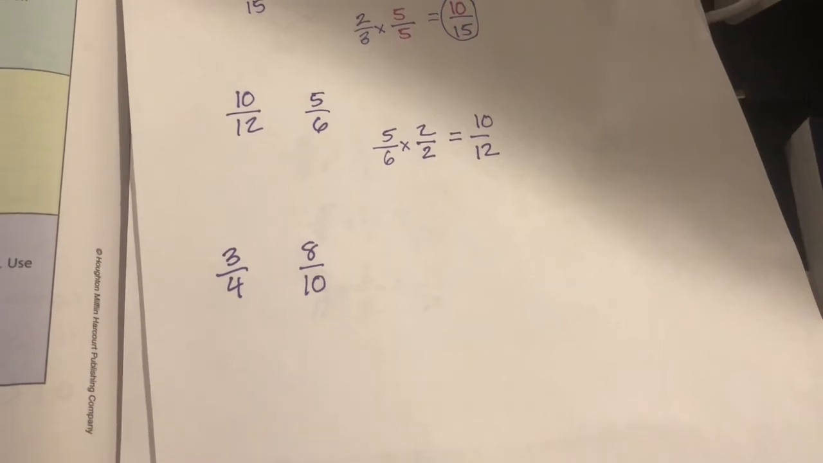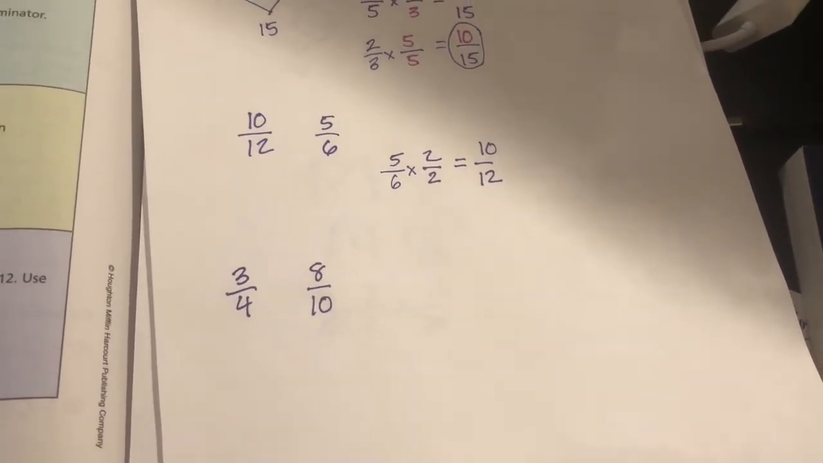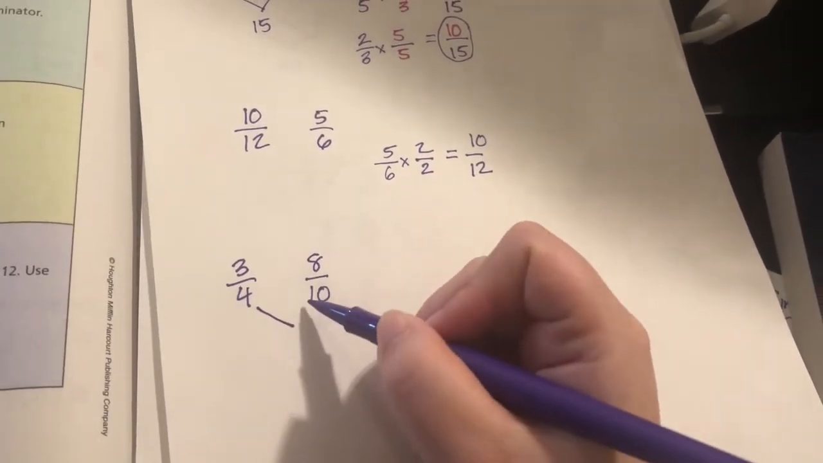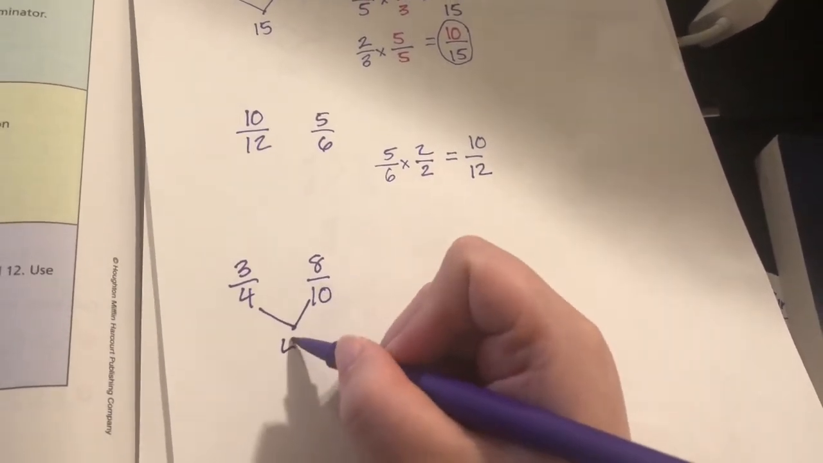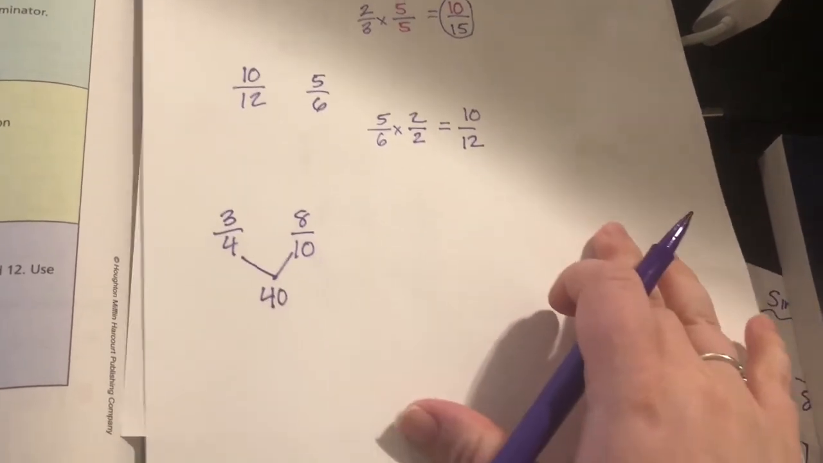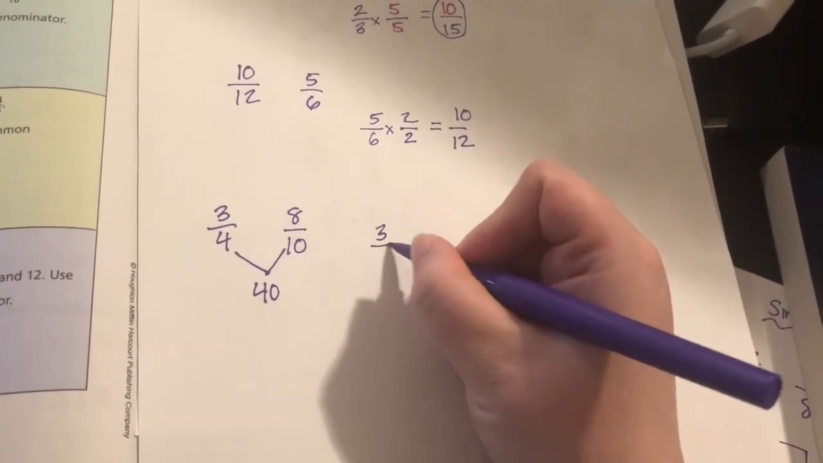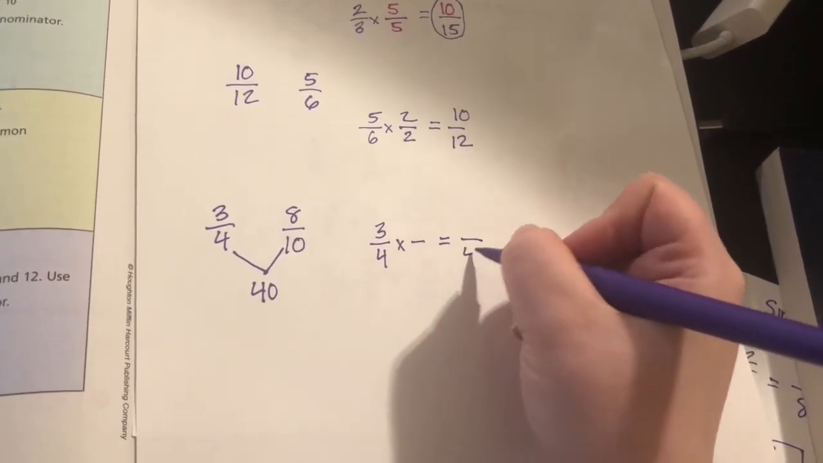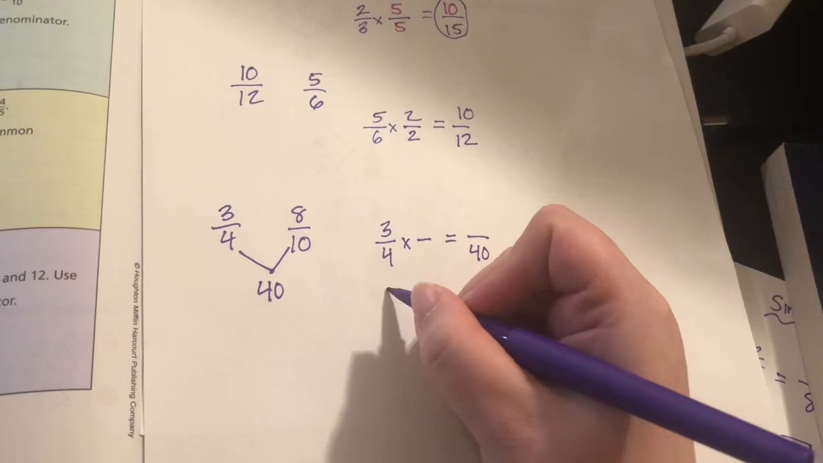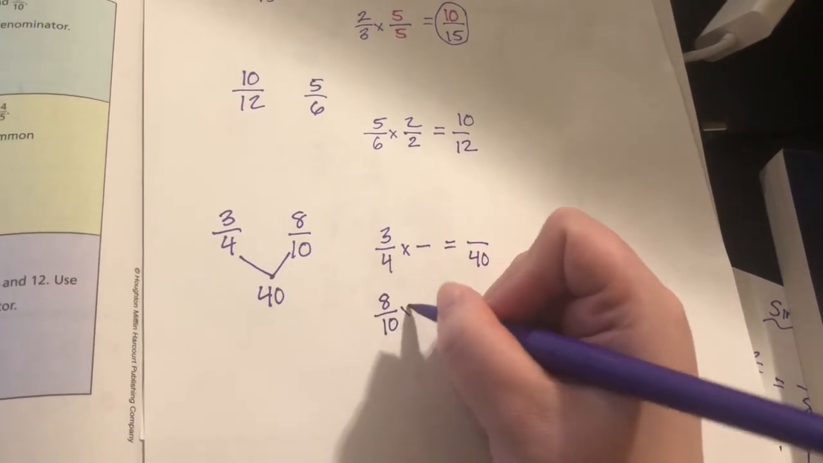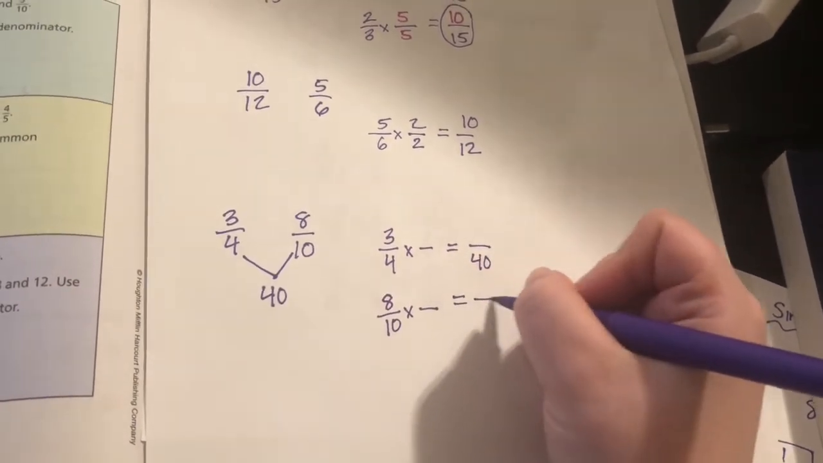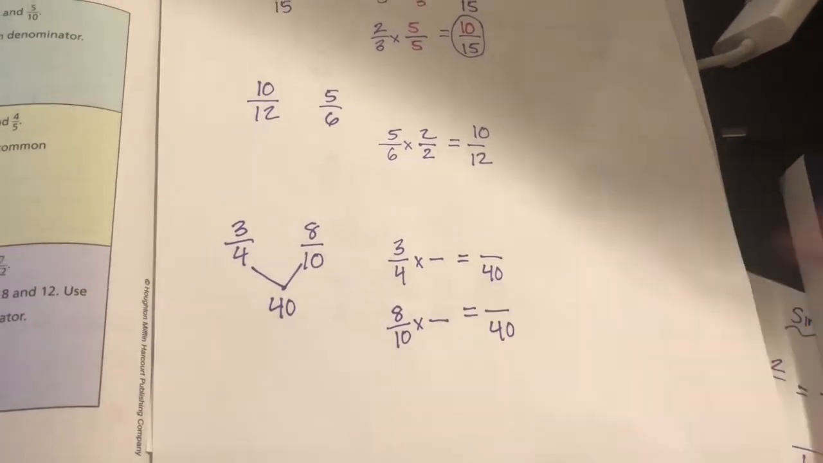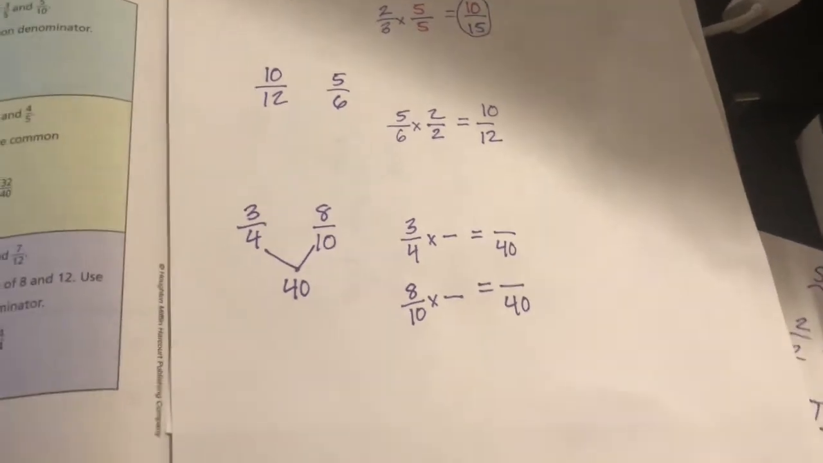I think I'm going to go ahead and do strategy number 2. I'm going to multiply these two, and I'm going to make that 40. Okay. So now I'm going to do 3/4 times something equals something over 40. And I'm going to do 8/10 times a whole equals something over 40, so that I can compare both of them. I can compare both of them if they both have a 40 on the denominator.